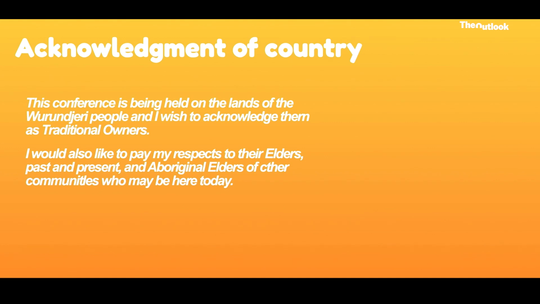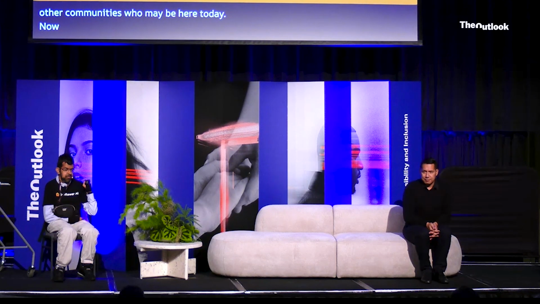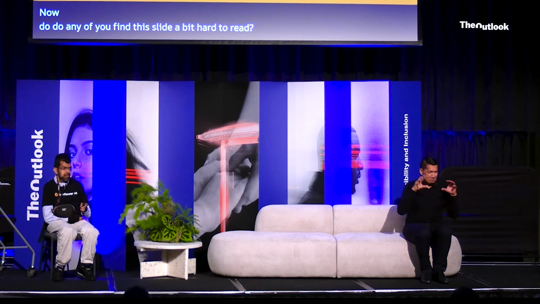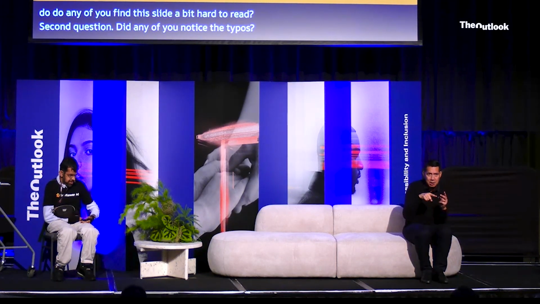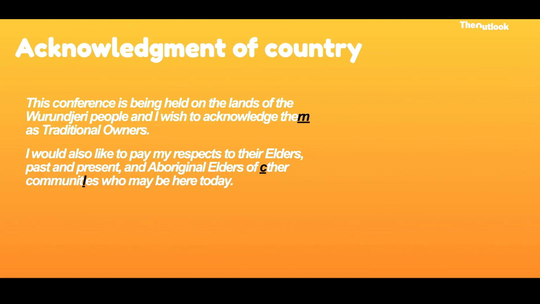Now, do any of you find this slide a bit hard to read? Second question, did any of you notice the typos? In case you didn't, this is where they are. So the M of them is actually an RN, the O of other is actually a C, and the second I of communities is actually an L.